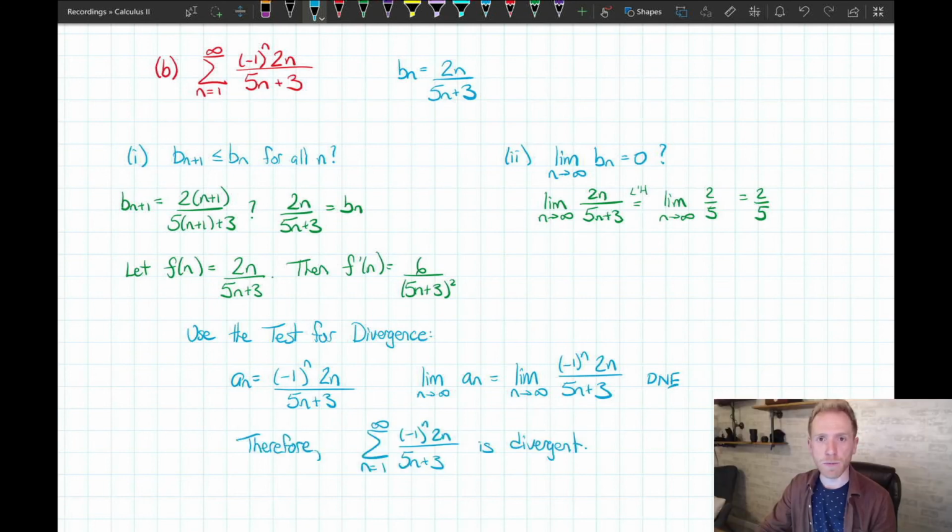Now, at this point in time, we've seen some series with only positive terms and kind of figured out maybe when they converge or diverge.